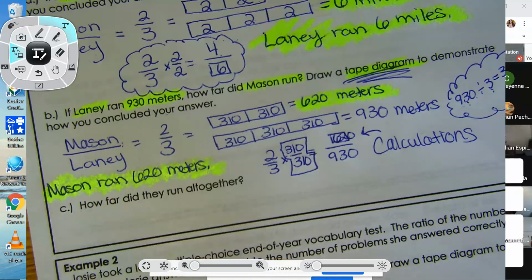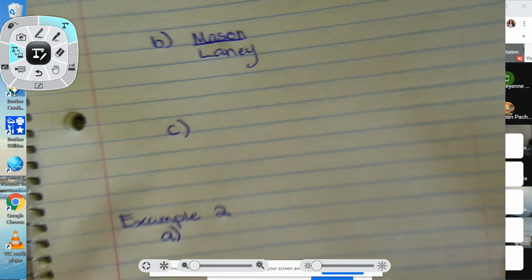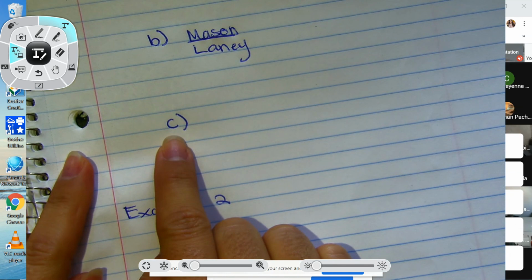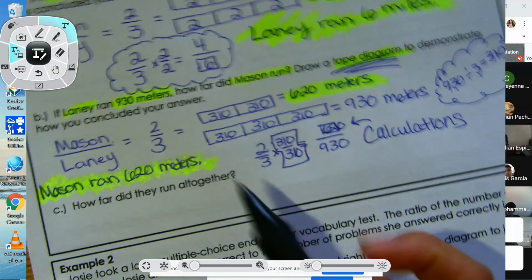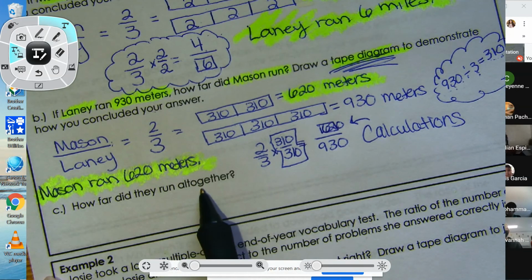Okay, let's go to the next one. So let me pause for a moment. Are there any questions before we move on? Okay, so then in your notebook, go ahead and put a C. This is the next part of the story problem. So C says, how far did they run all together?